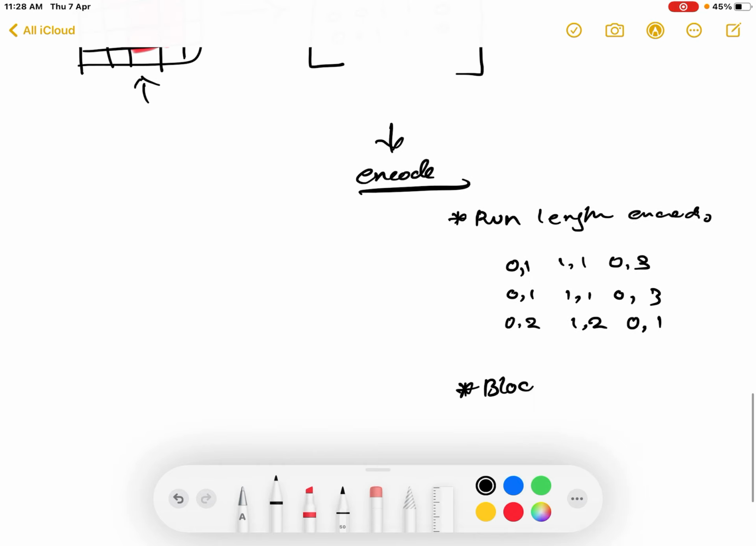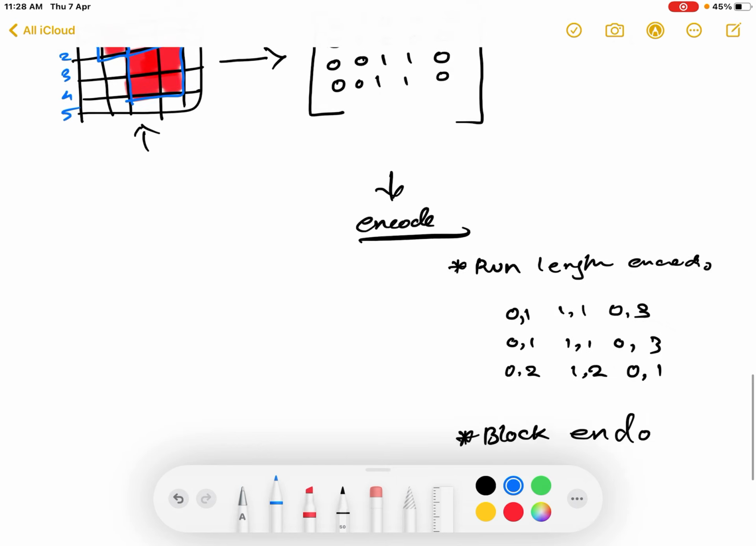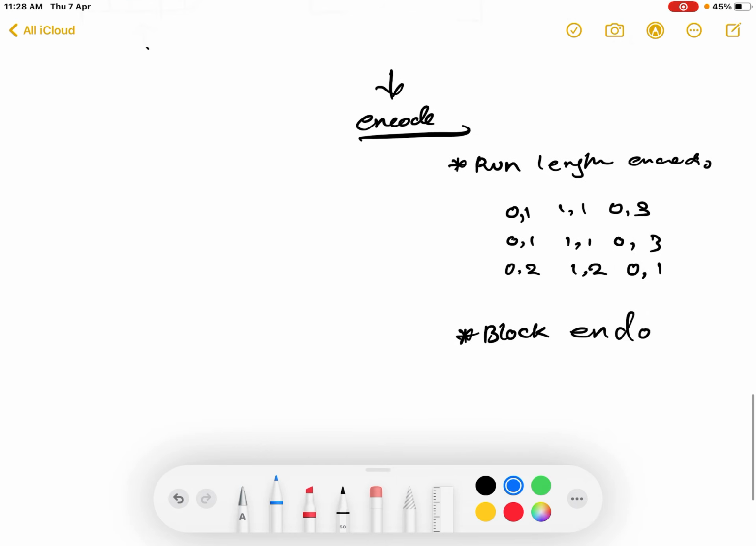Okay, next one is called block encoding. So in block encoding, what we are doing is that we are dividing the data into blocks. Okay, so let's see this one. We can actually divide this into 2 blocks, right? This block and this block. Then we will give horizontal and vertical values, that is 1 2 3 4 5 and 1 2 3 4 5.